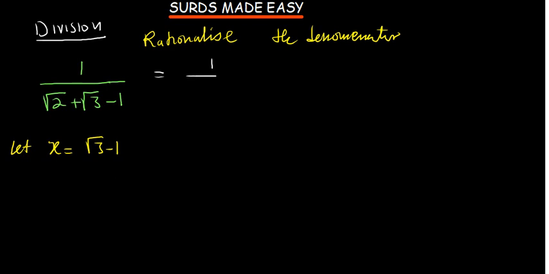Okay, so this gives us 1 over square root of 2, and then there is a plus there, so where there was square root of 3 minus 1, I'm putting an x there. Are we good here? Are we good?